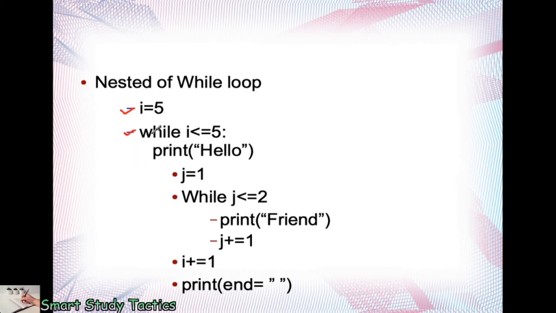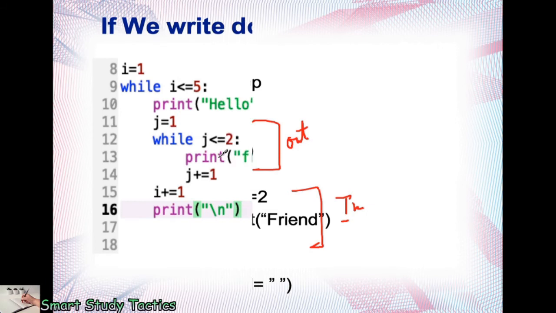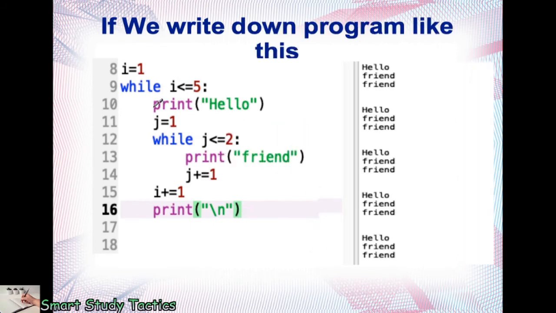So i equals 1, while i is less than or equal to 5, it will print hello. Now this is the outside loop, and this is called the inside loop. Are you getting me? This is out, this is in. So like this it will work. This is the example. Now I made a program on that, and this is the output of this program.